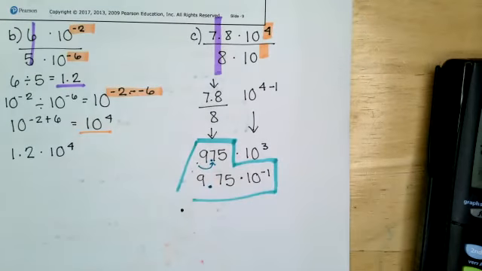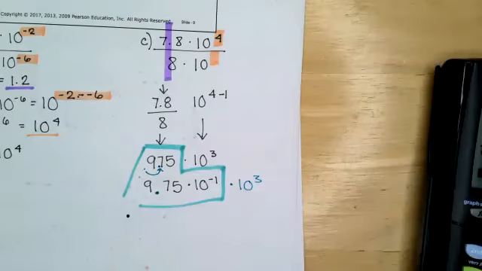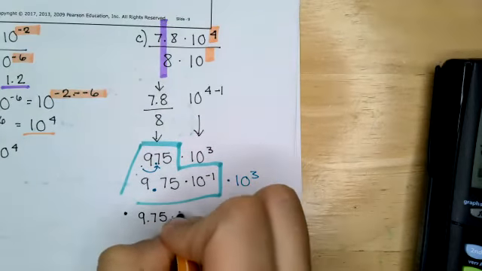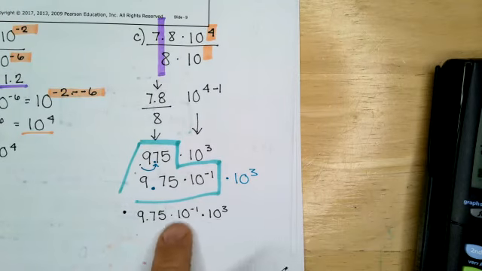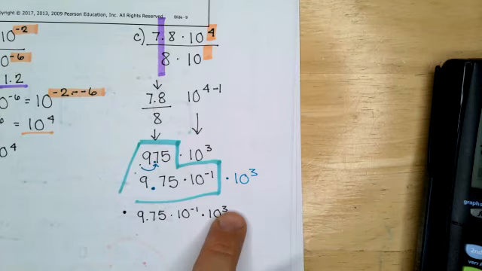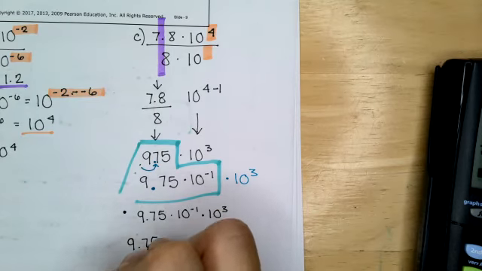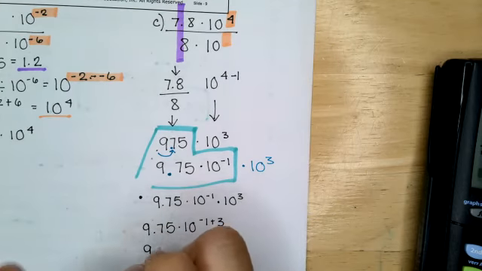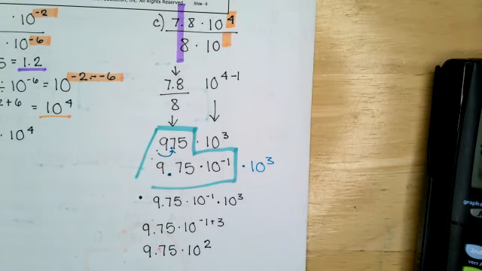And then we're going to multiply it by that original 10 to the 3rd. So now that's 9.75 times 10 to the negative 1st times 10 to the 3rd. If they have the same base and we're multiplying them, then we just add the exponents. 9.75 times 10 to the negative 1 plus 3, 9.75 times 10 to the 2nd.